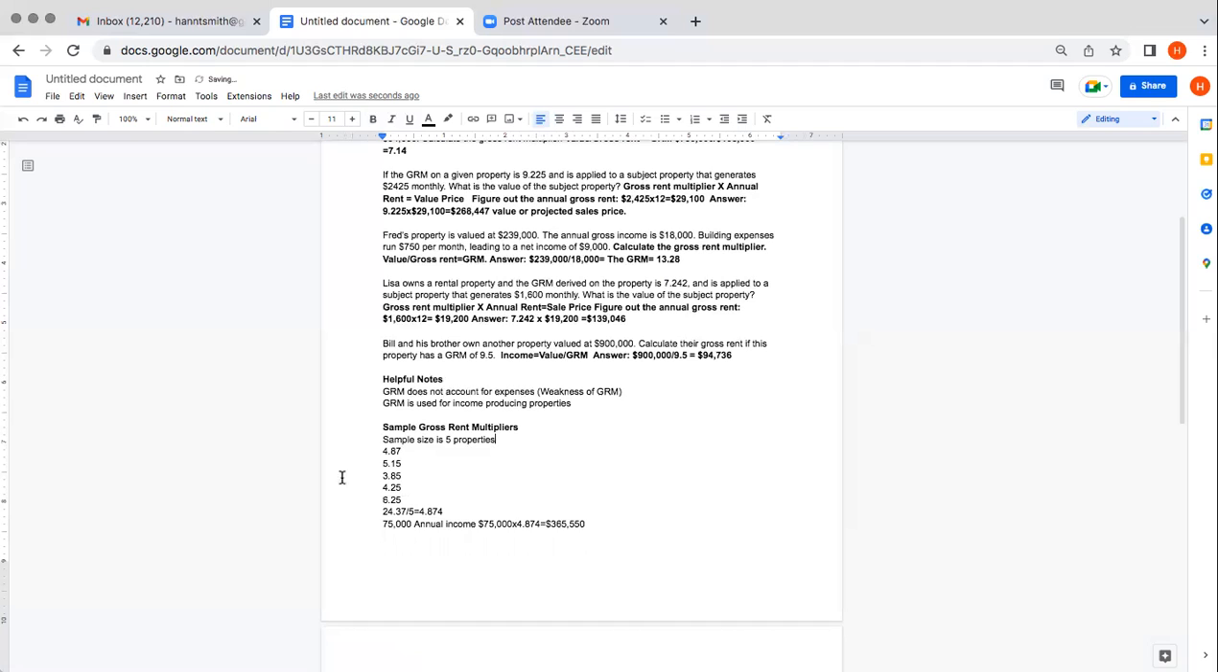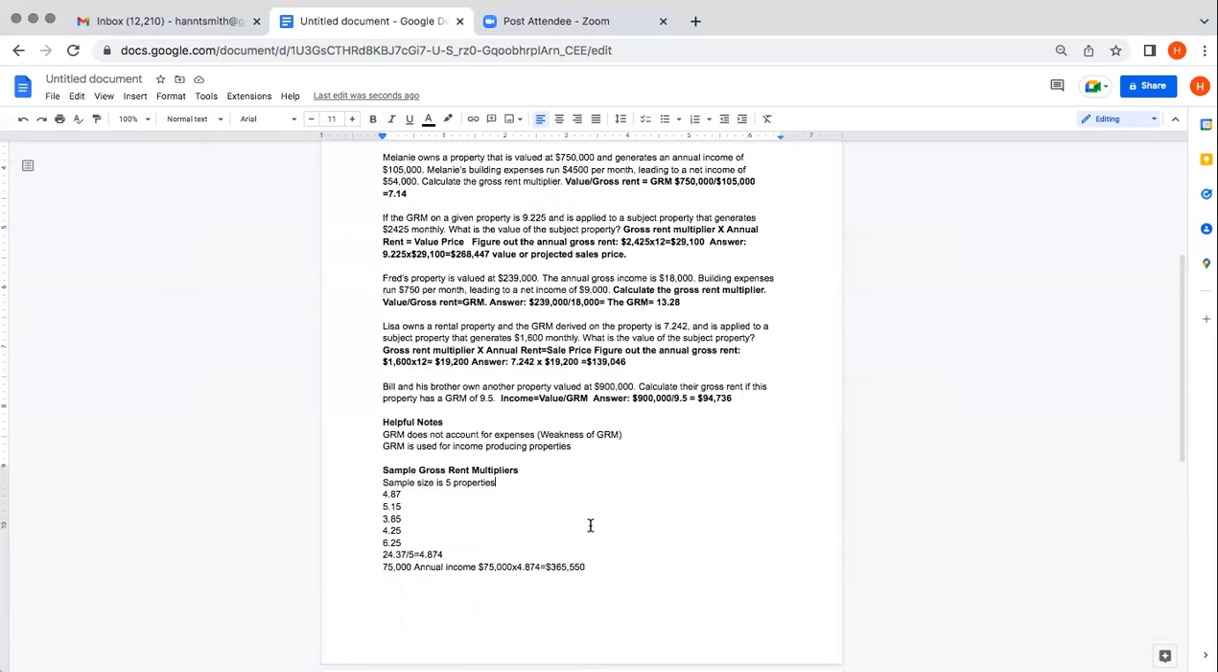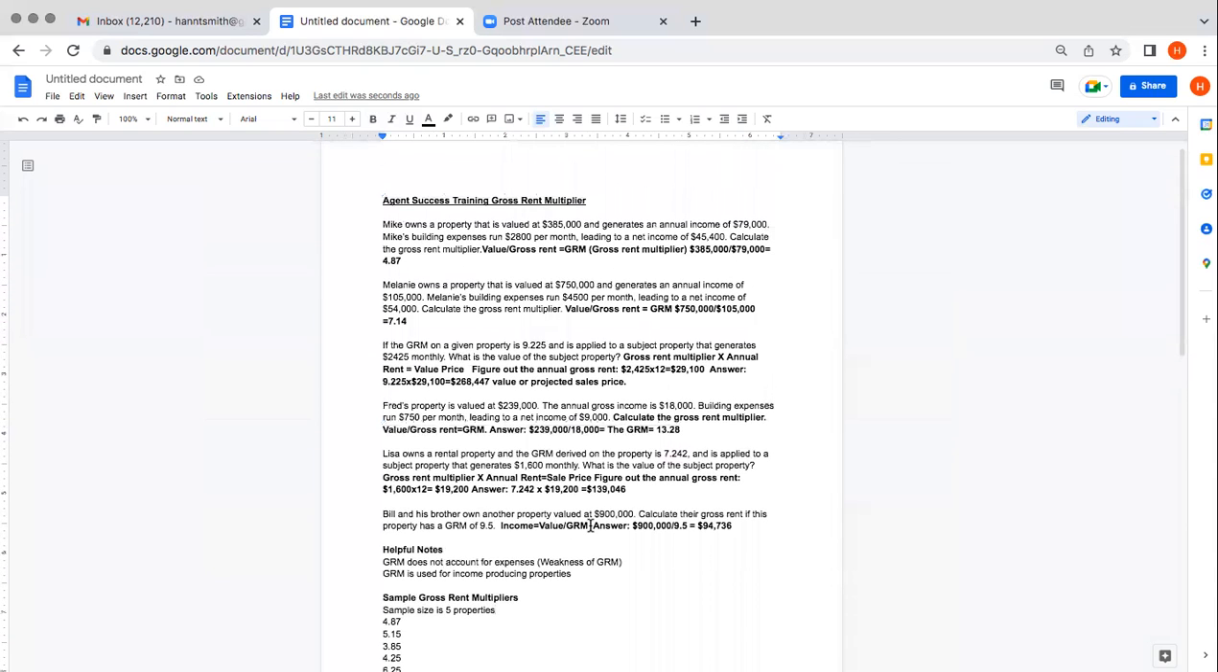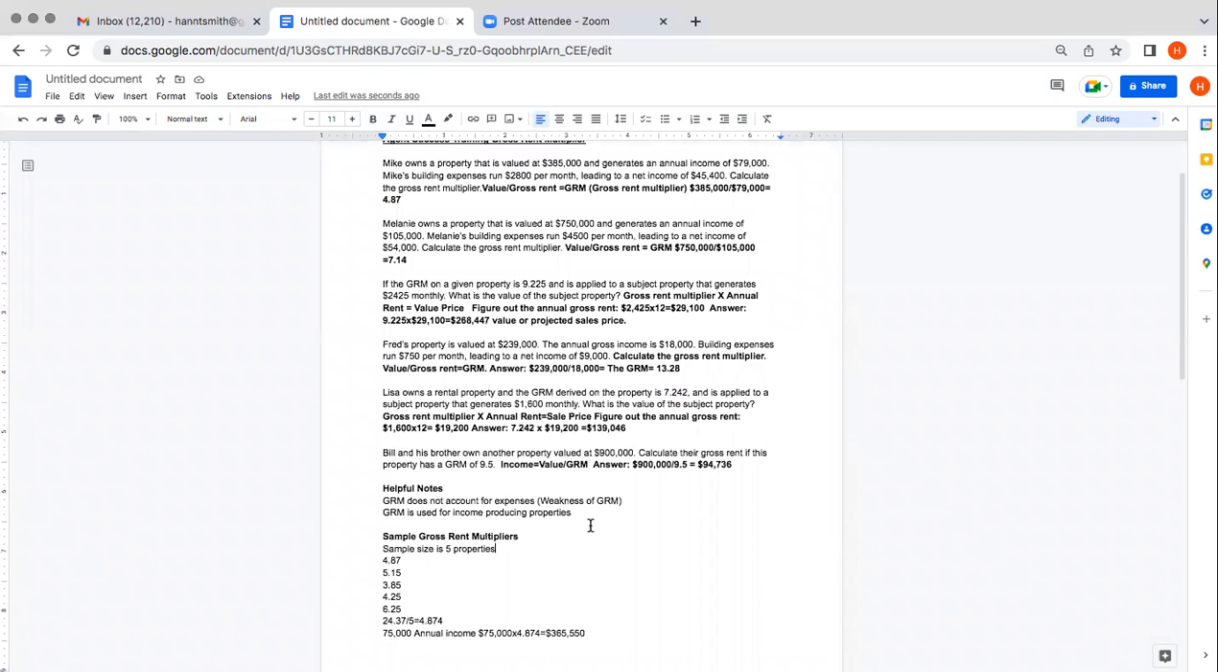And so these 5 properties added up equal 24.37, divided by 5. I get an average gross rent multiplier of 4.874. So if I had a property that was producing $75,000 in annual income, and I apply my 4.874 multiplier, that property would be worth around $365,550.